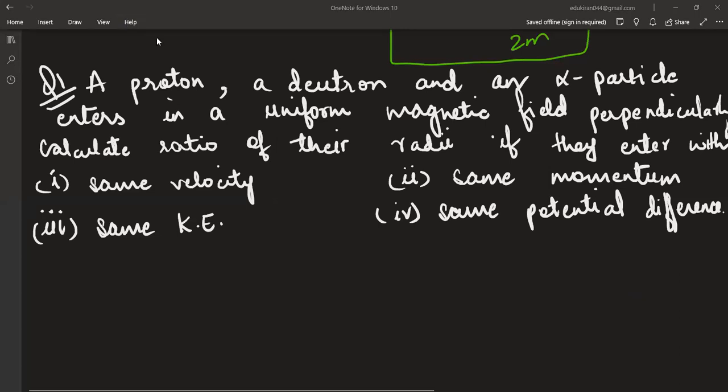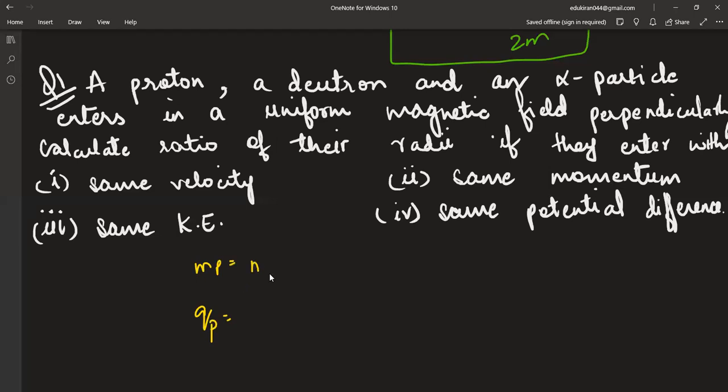C class, this question says that a proton, a deuteron, and an alpha particle enter a uniform magnetic field perpendicularly. Calculate the ratio of the radii if they enter with these quantities the same. So these are different parts. See, mass of proton and charge, this you have to remember.